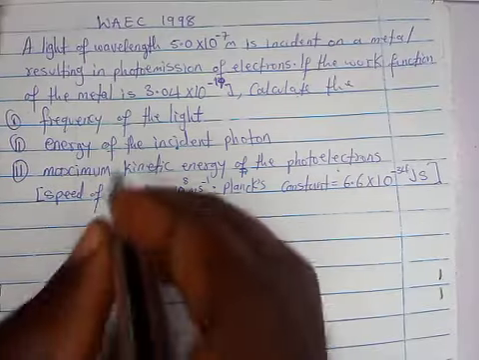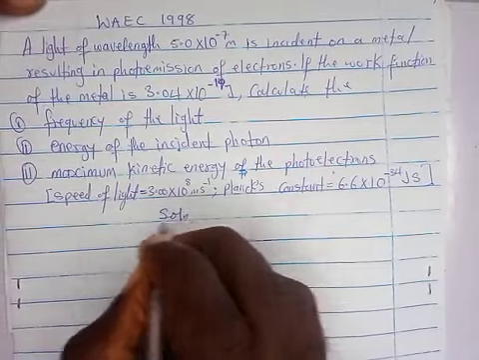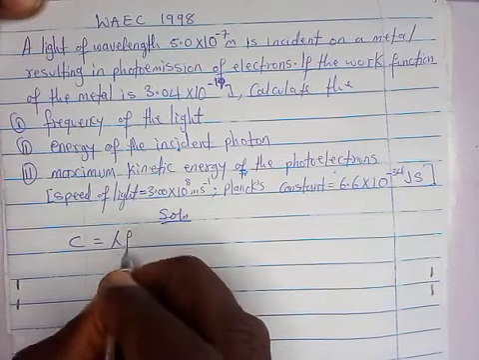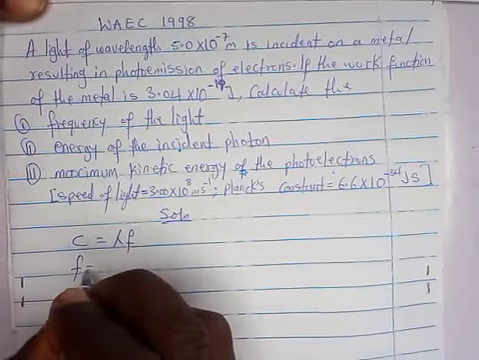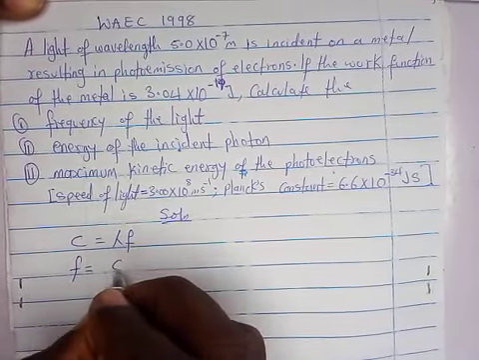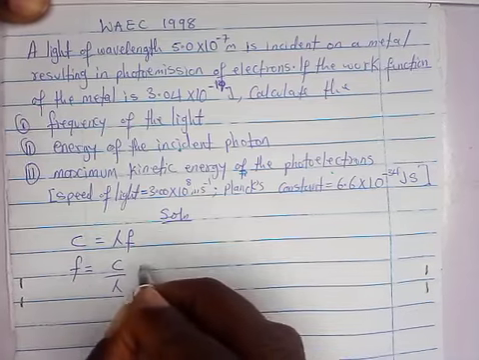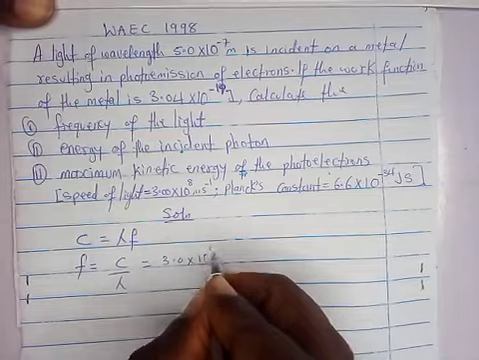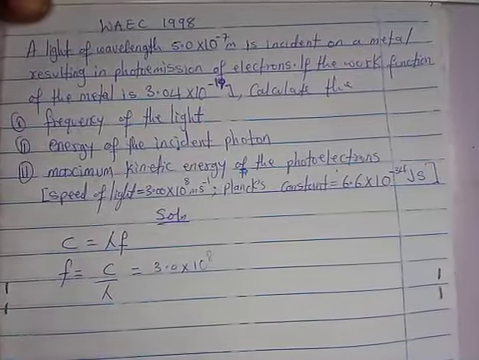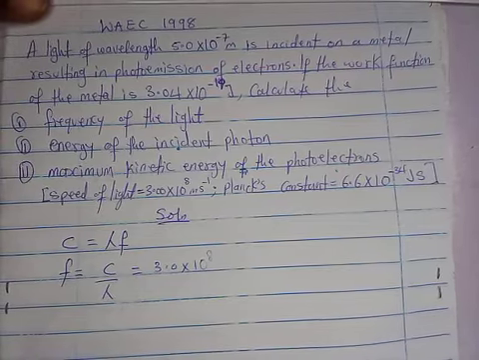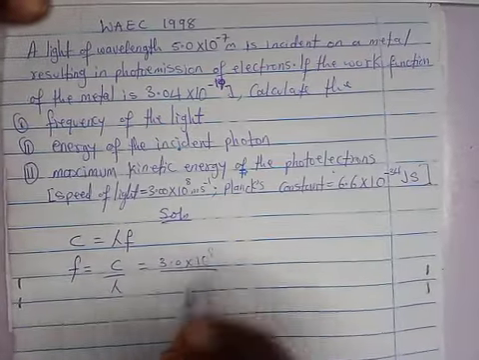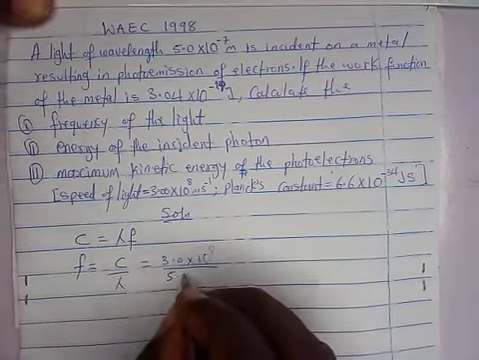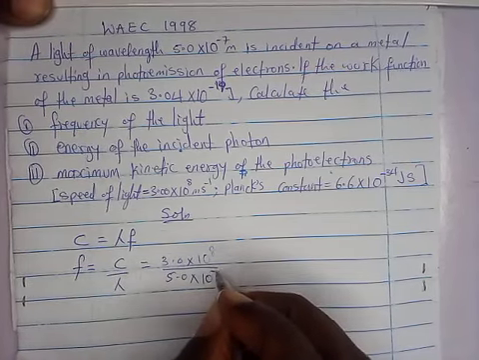So in solving this, the speed of light is lambda times frequency. So frequency of light is going to be what? Speed of light over lambda, which is wavelength. And speed of light being what? 3.0 times 10 raised to power 8. And our wavelength of light is what? 5.0 times 10 raised to power minus 7.